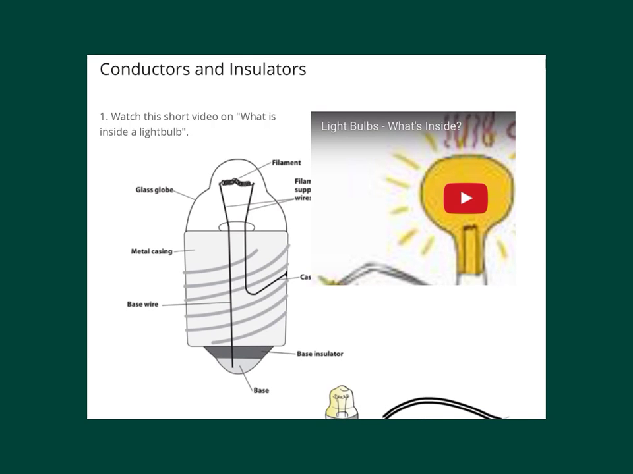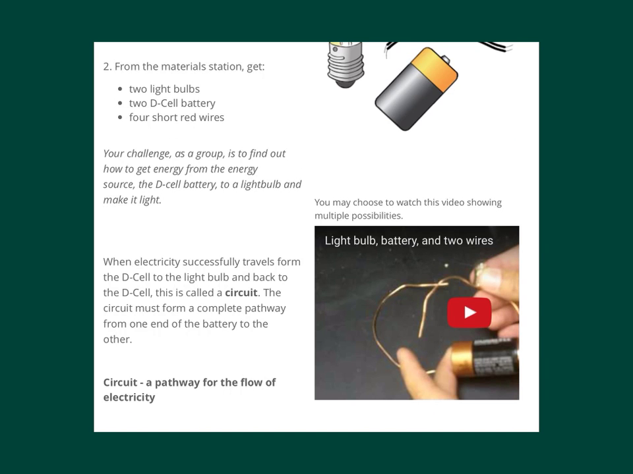Conductors and Insulators. Watch this short video on what is inside a light bulb. The picture on the left describes the different parts of the light bulb talked about in the video. 2. Materials from the station that you will need are 2 light bulbs, 2 D-cell batteries, 4 short red wires.